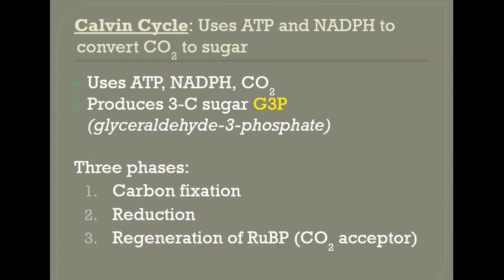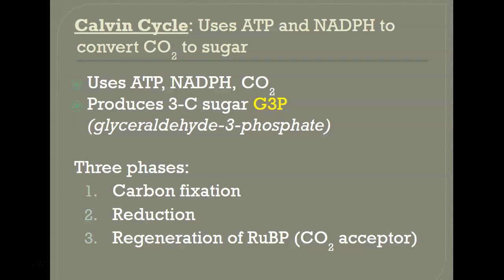There are three phases that we will learn about. The sugar that is generated here is going to be a three carbon sugar. We pop out at the end with G3P. And I'll explain kind of where that comes from. But the thing to know too is that the Calvin cycle is actually going to be three turns of the cycle. There are three carbon dioxide molecules that are going to be incorporated. So this whole thing kind of cranks around three times.